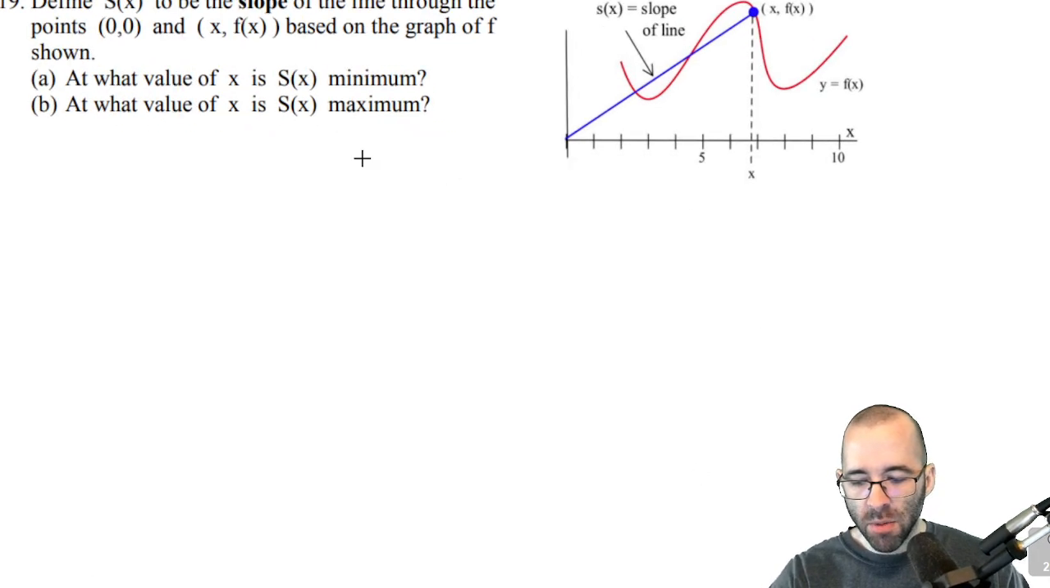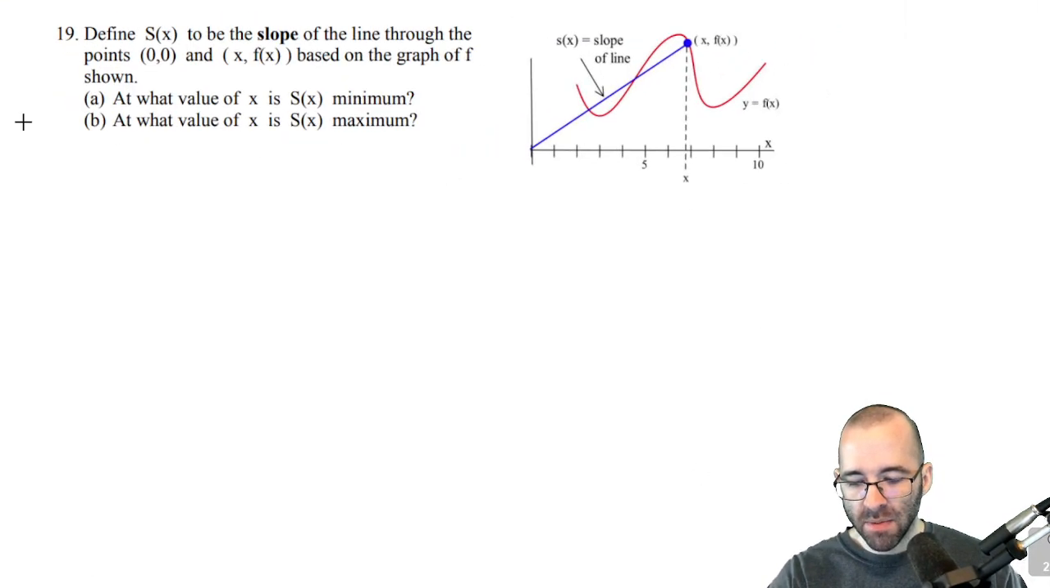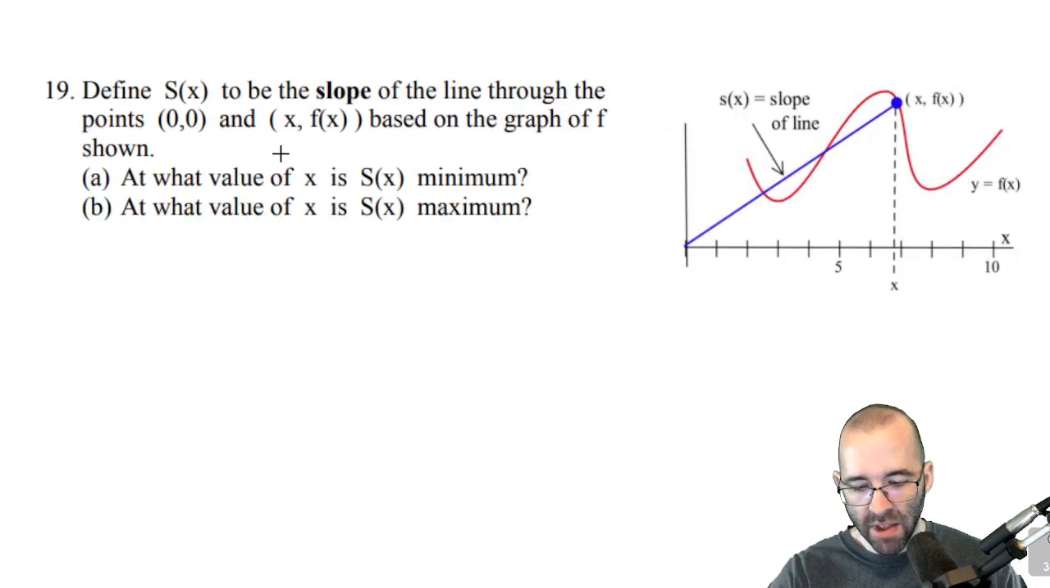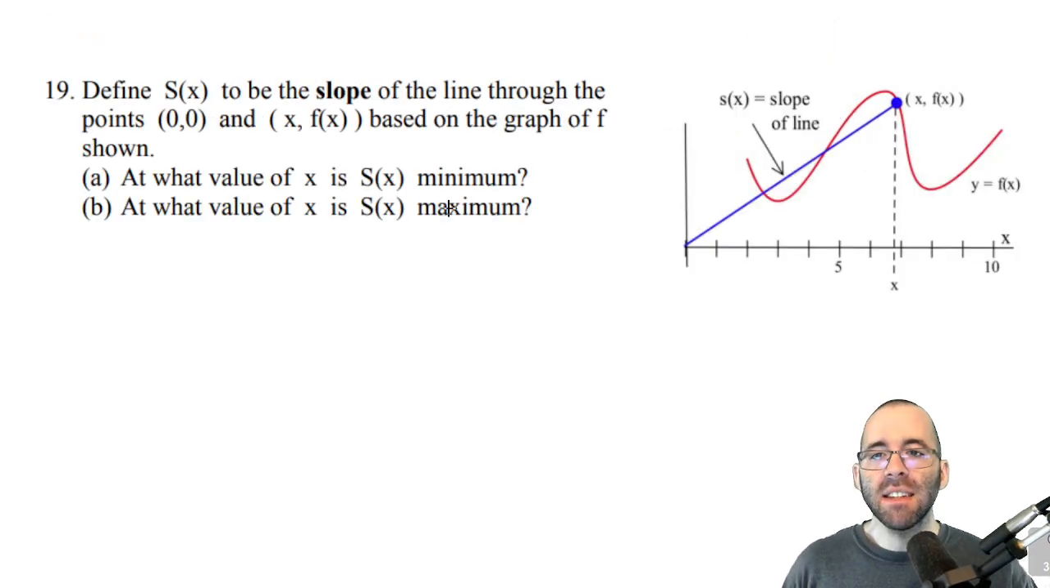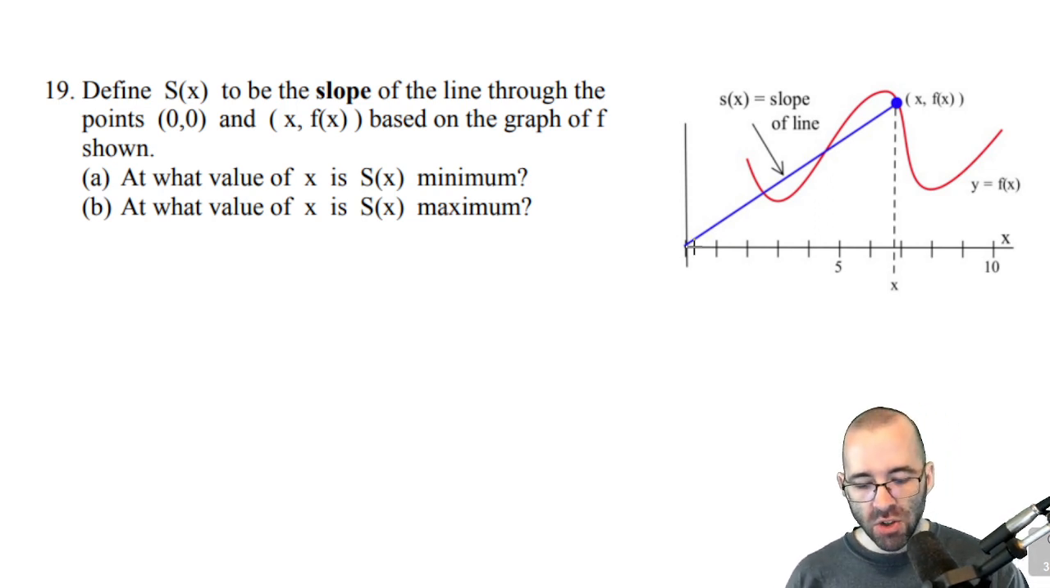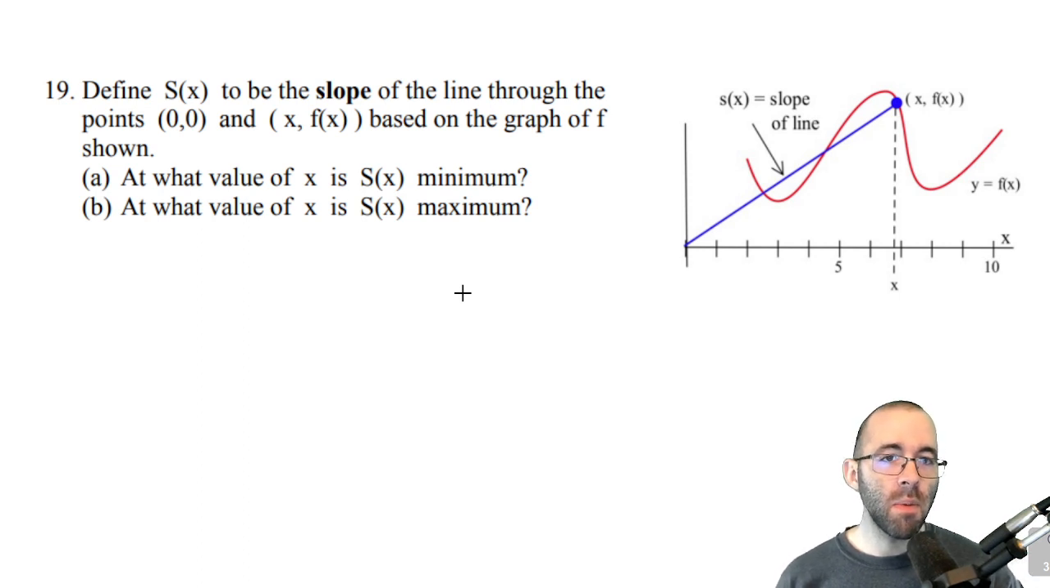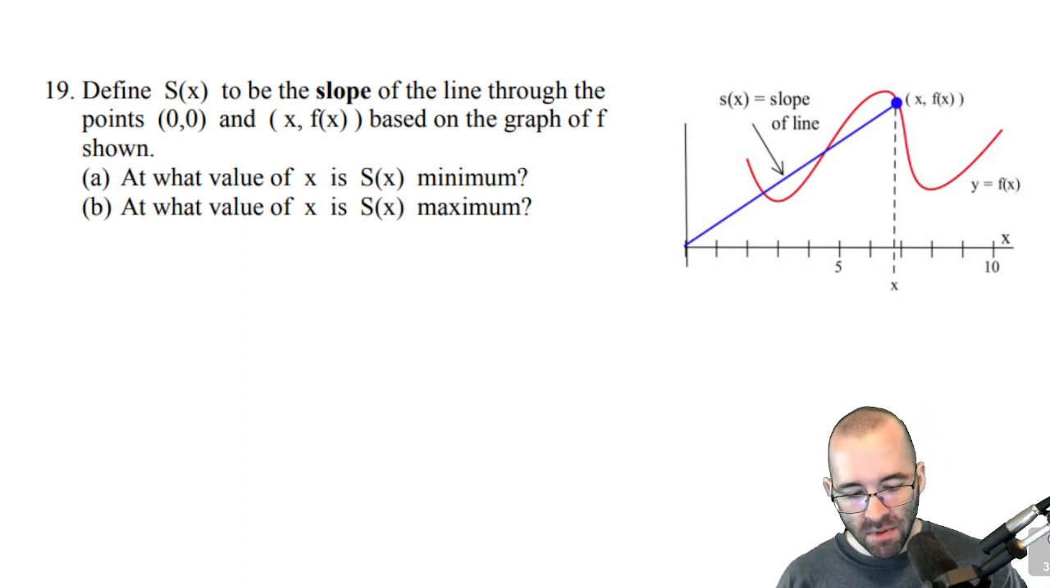The next one's a bit of a weird problem. It's a good conceptual problem. Give you some practice with that. Let's say s is the slope function between the origin. So this blue line always starts at the origin and it goes to some point on the graph. And s will be the slope depending on what point that is.